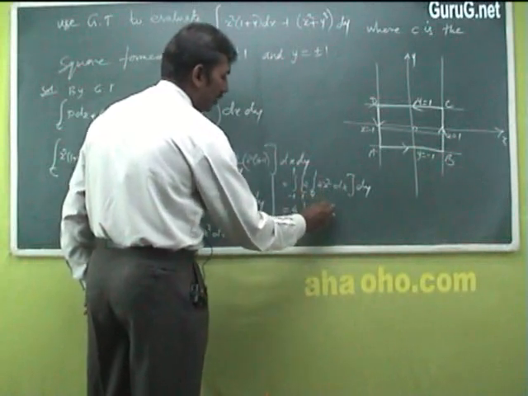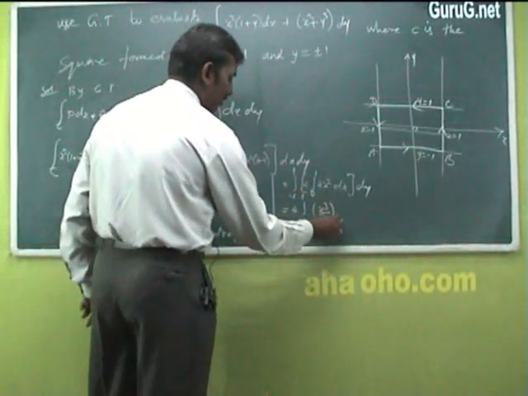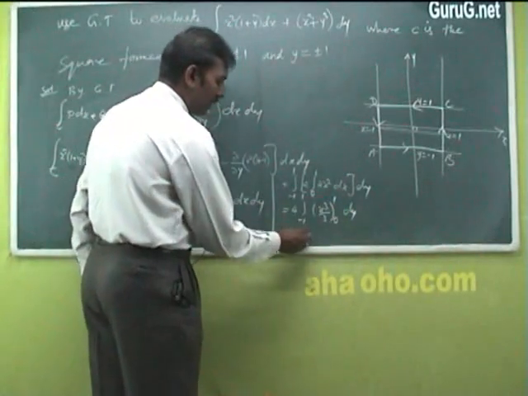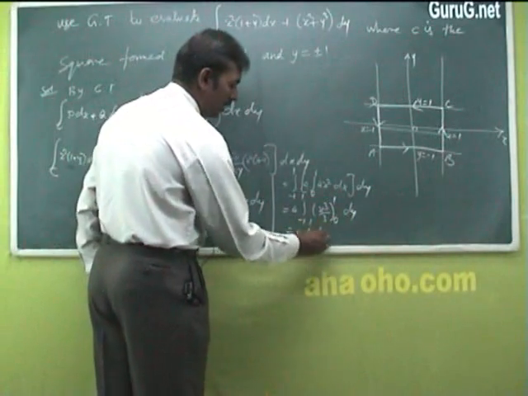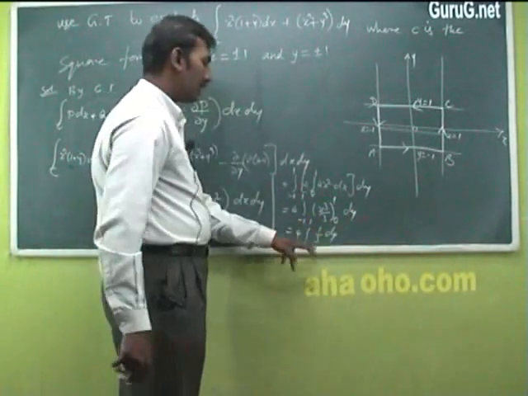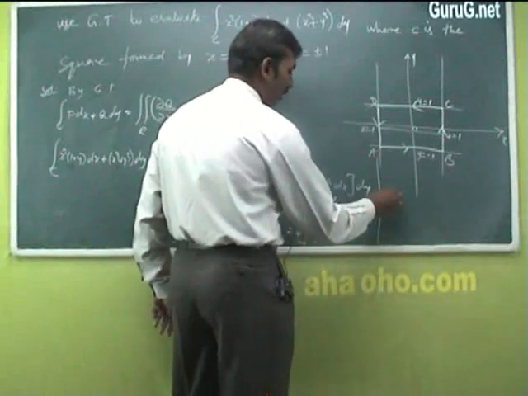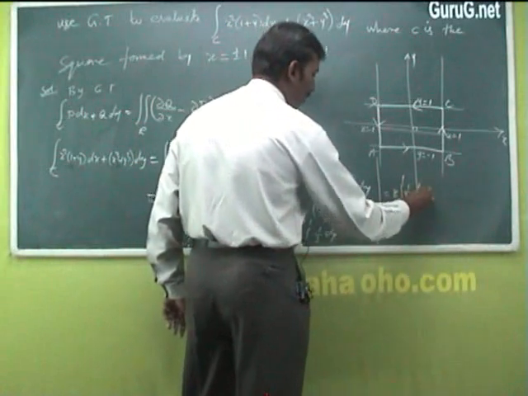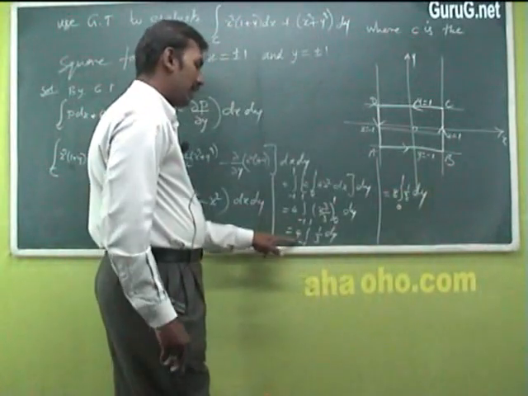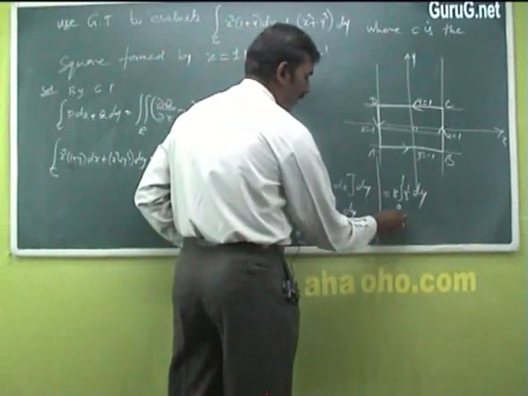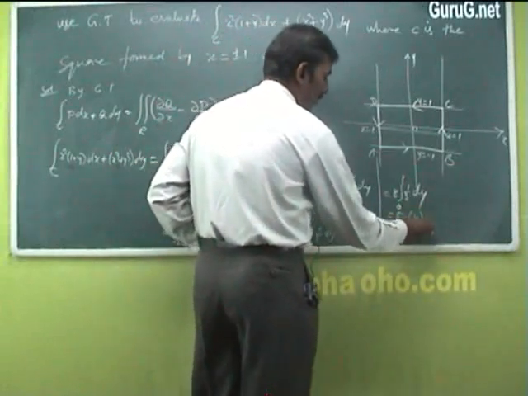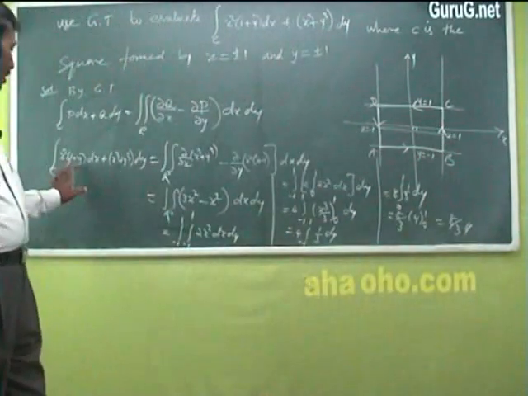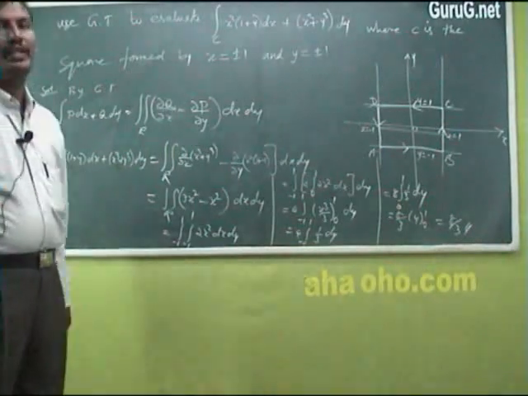So integrate this: x cube by 3 from 0 to 1, dy. So 4 into minus 1 to 1 of 1 by 3 dy. It is also an even function. This is equal to 8 into 0 to 1 of 1 by 3 dy. Taking 2 times makes it 8. So it is 8 by 3 into y from 0 to 1. So this is equal to 8 by 3. So integral over C is equal to 8 by 3. Clear?